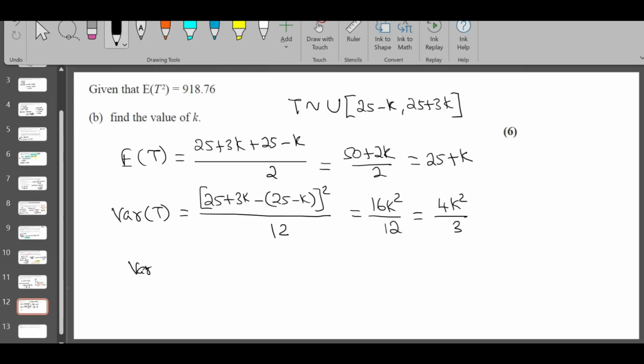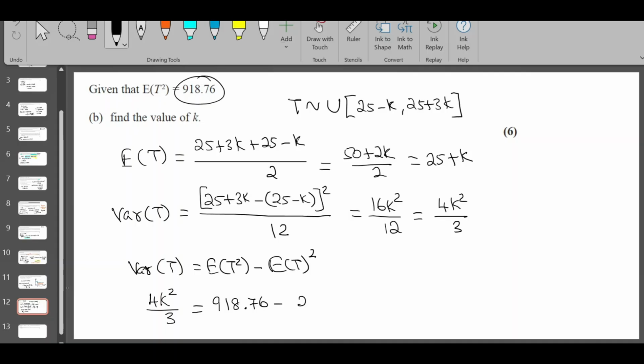So we can write the variance of T as E of T squared minus E of T whole square, right? Sub in all the values here. 4k square over 3 is equal to E of T squared, which is this, 918.76, minus E of T whole square. So expand the bracket and simplify. You'll get a quadratic equation. Solve the quadratic equation and get the value of k.